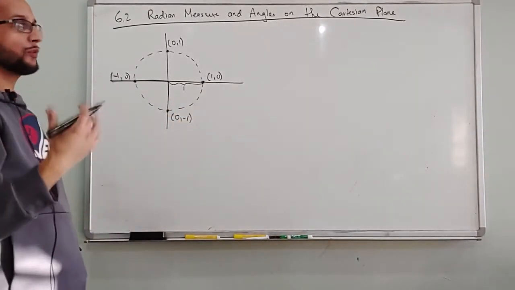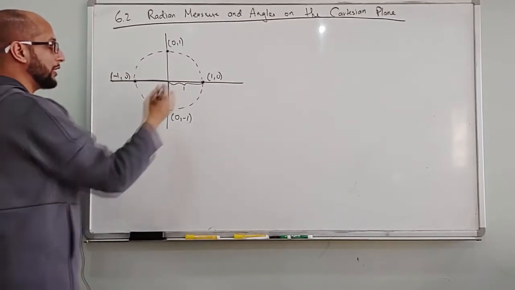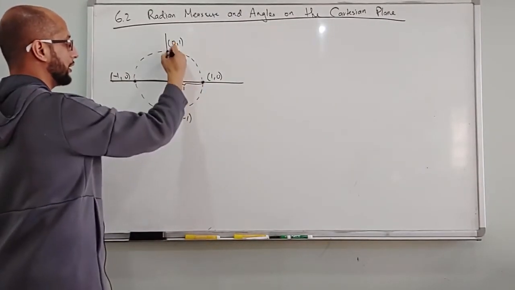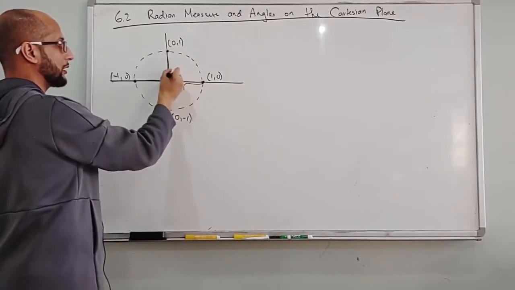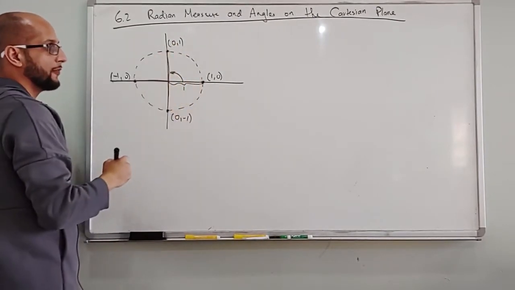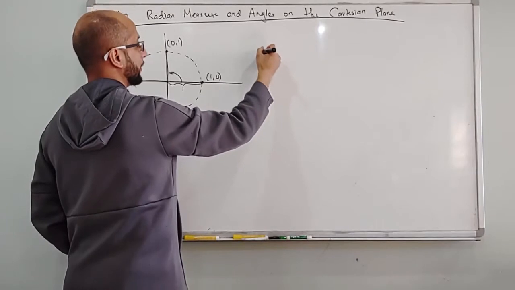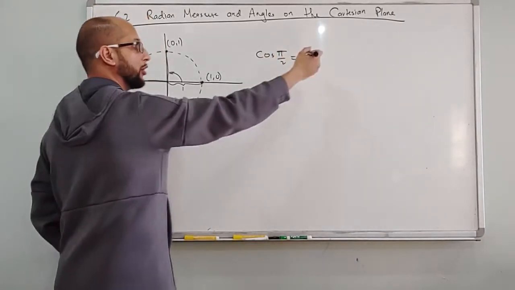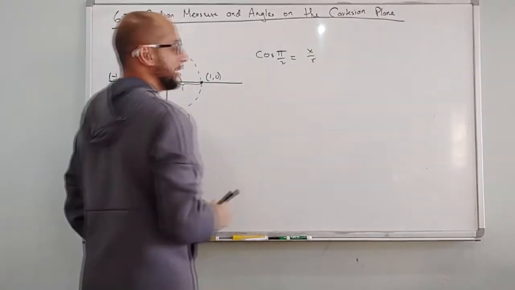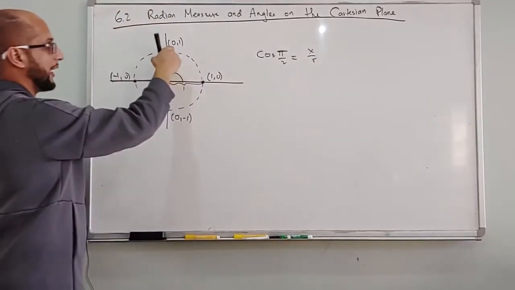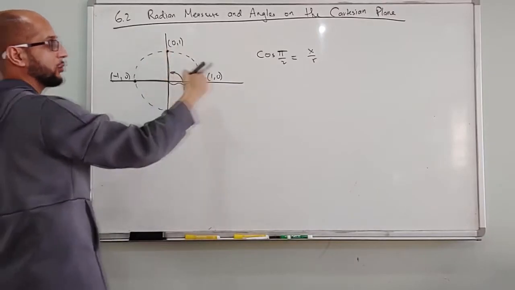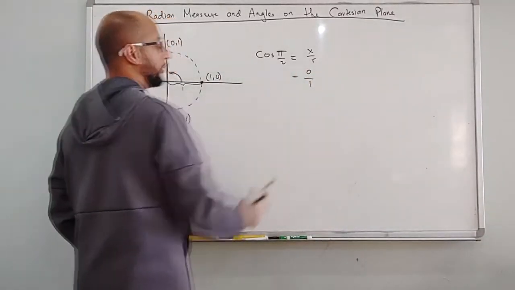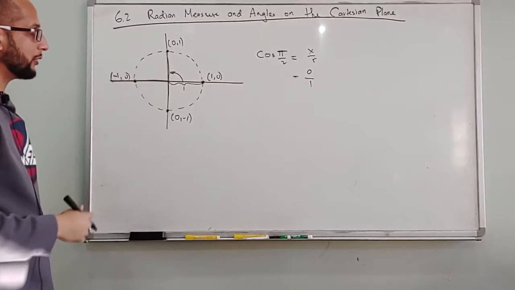Now, if we were to find the angle at each of these points, let's take an angle at this point. If we went across like this, it's 90 degrees. Well, I know that, for example, cosine of pi over 2, cosine is going to be x divided by the radius. For this one, x is 0 and the radius is 1, so it's 0 over 1, and we know that cosine of pi over 2 would be 0.